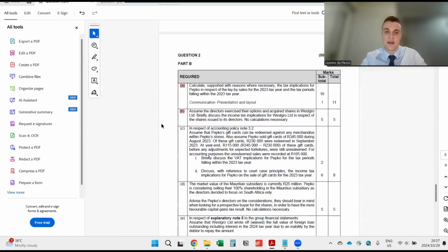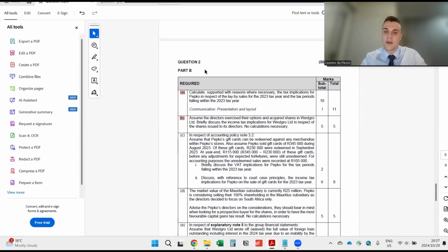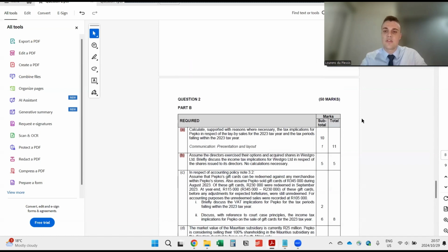So let's take a tax question. Here it says, calculate, supported with reasons where necessary, the tax implications for PEPCO in respect of lay-by sales for the 2023 tax year and the tax periods falling within the 2023 tax year. So we know that when something says the tax implications, I hope you guys remember, that includes all forms of tax: VAT, income tax, dividend withholding tax, any sort of tax you can think about is included in that scenario.